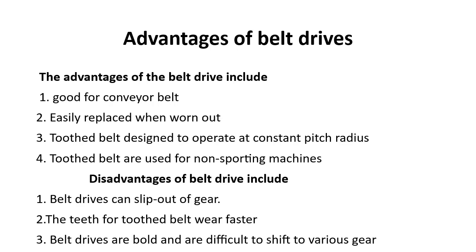2. The teeth for toothed belt wear faster. Looking at the materials which the belt drive is made up of, it is made up of things that are not metal, and we now see that as a result of the material of the toothed belt, it can wear out faster.